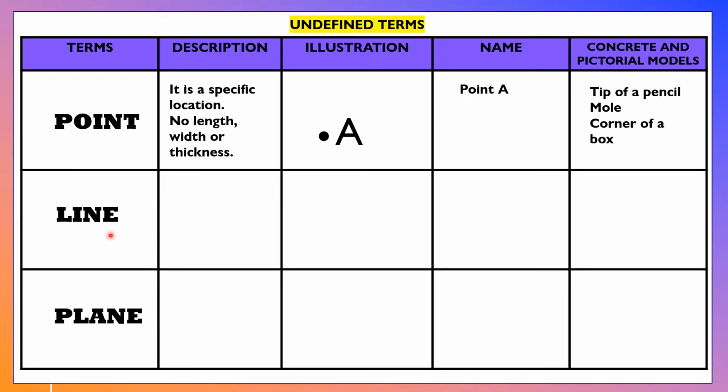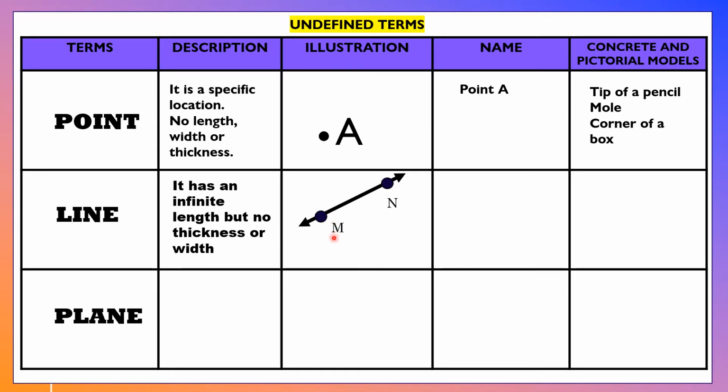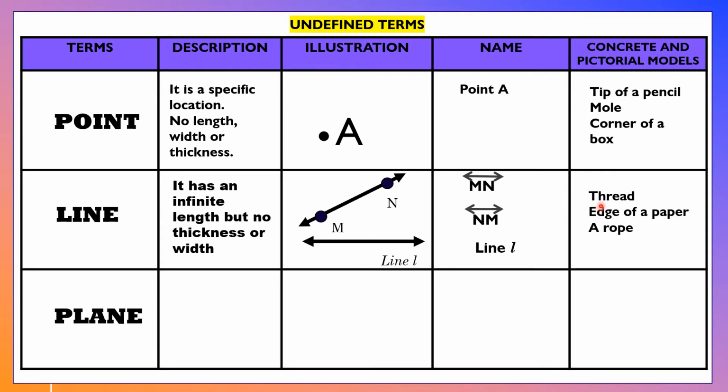Next is line. It has an infinite length but no thickness or width. This is the illustration of a line. It is named using two capital letters representing two different points on the line. So we can name this as line MN or line NM. A line symbol is placed above the letters. It can also be named using a single lowercase letter. For example, we have line l. An example of a line is a thread, the edge of a paper, a rope.